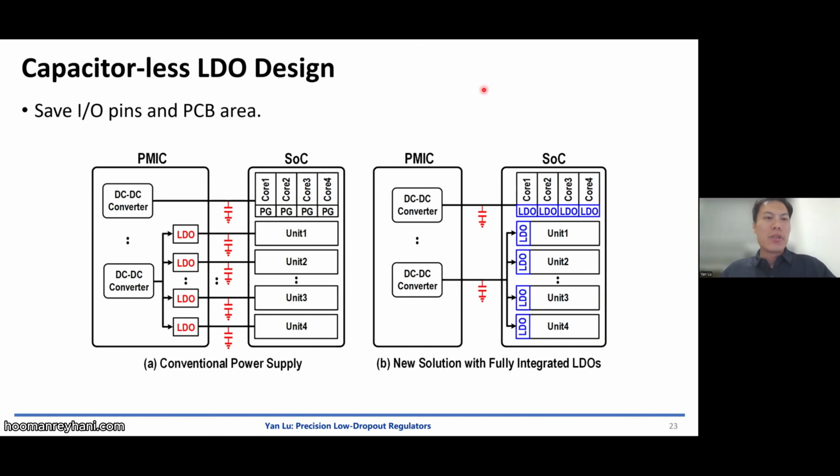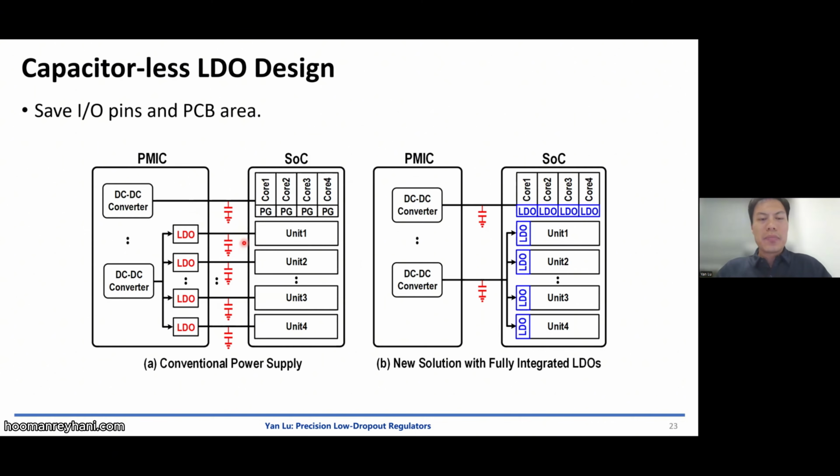Okay, then the second half we go to capacitorless LDO design. The motivations, I think everybody mentioned just now, right? In the conventional PMIC, we integrate DC-DC converters and LDOs in one PMIC. One PMIC provides like 10 or 20 supply outputs, or even more, to supply the SoCs. But there are two problems with the conventional solution: it consumes too many pins, right?